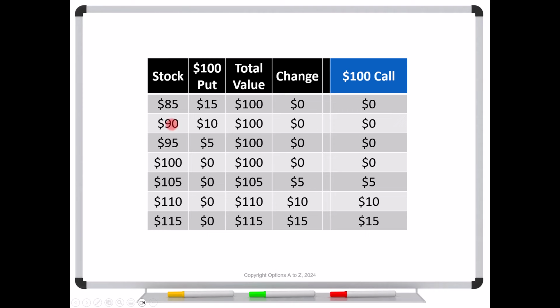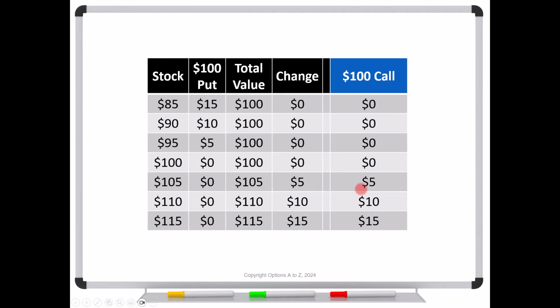If the stock is 90, look what happens. Stock's worth 90, $100 put is worth 10. Together, they add up to 100. $100 call is worthless, expires out of the money. Look what happens if the put goes out of the money, let's say at 105. So with the stock at 105, the $100 put is worthless. So the total position is worth 105, but the call is worth only 5. So again, they don't match. 105 does not equal 5.